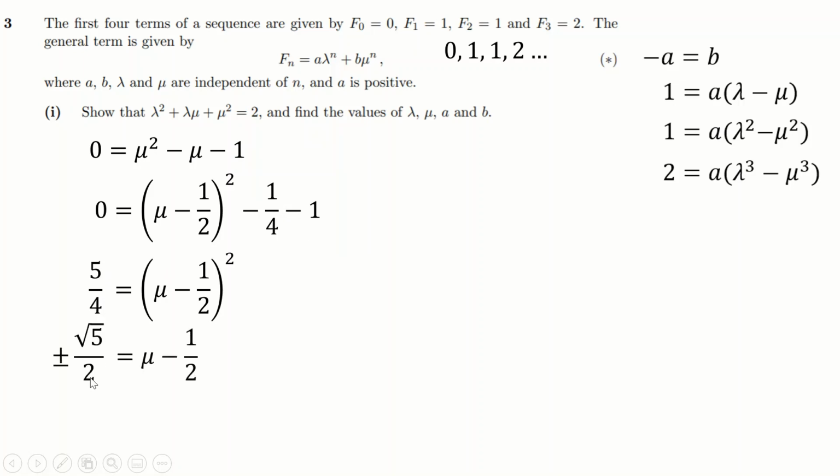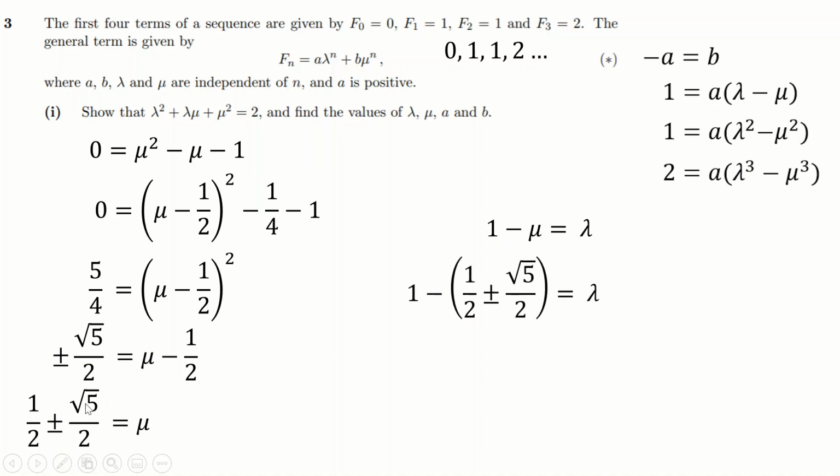The root of 4 is 2. Remember to have the plus or minus, and then add a half to both sides. And I think you end up with mu as this. So there are actually 2 possible values for mu, but we'll get to that in a second, because now I can go back to my equation that links mu and lambda, and I can say, well, lambda is 1 minus this. So let's do 1 minus this.